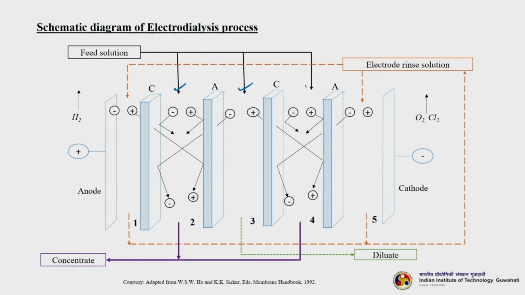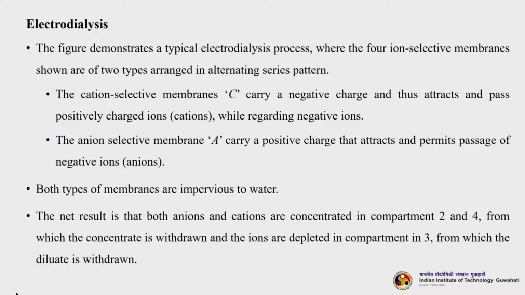This is the feed, entering here. This is compartment 1, this is compartment 2, this is compartment 3, this is compartment 4, this is compartment 5. The concentrated solution we are getting in compartment 1, compartment 2 and compartment 4, whereas the dilute solution, devoid of ions, we are getting from compartment number 3. Let us see the discussion. This figure demonstrates a typical electrodialysis process where the 4 ion selective membranes shown are of 2 types arranged in an alternating series pattern. The cation selective membrane carries a negative charge and thus attracts and passes positively charged ions, whereas regarding the negative ions.